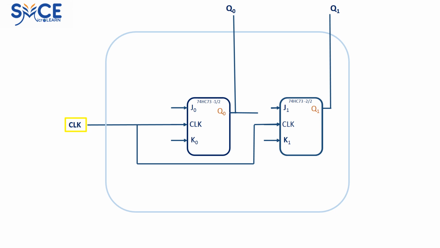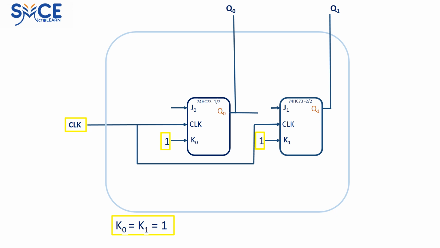Now let's do the connections based on the Boolean expressions we derived from the Karnaugh map. We will first take the 2 expressions where K0 and K1 are equal to 1. This is implemented in the circuit by tying up the K0 and K1 terminals of the flip-flops to a logic high or 1, which has an electrical equivalent of 5 volts.